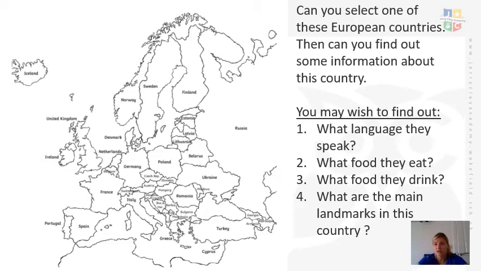So it might be that you wish to find out what language they speak, what food is their traditional food, what drink they drink, what maybe landmarks are in the country. It could be what makes this country special. Are there some festivals in this country? So there's lots of things that you can find out. So it'd be nice to pick, remember not picking Russia, because obviously Russia is not part of Europe, so ignoring Russia, but can you pick one different European country and find out lots about it?